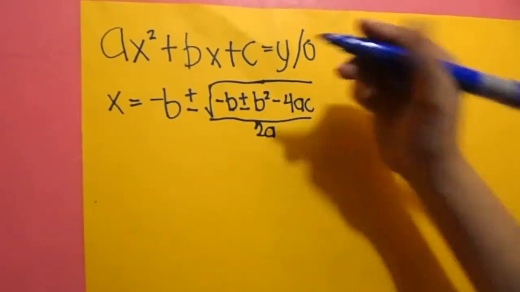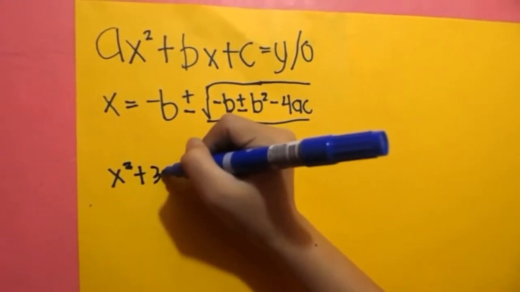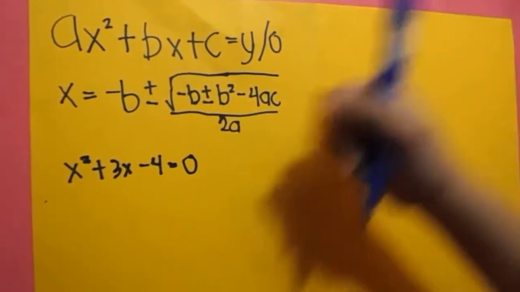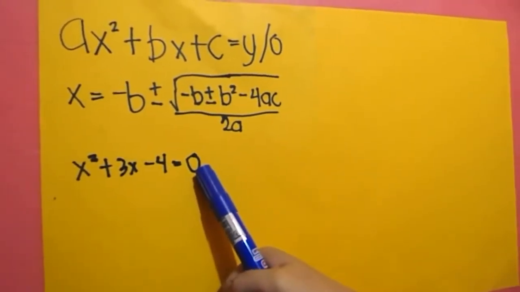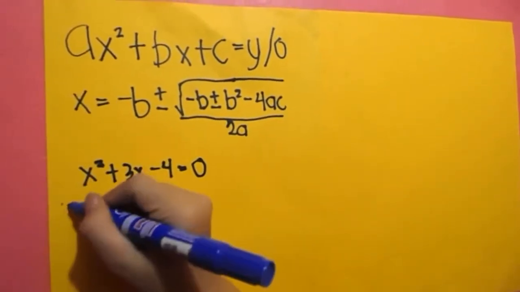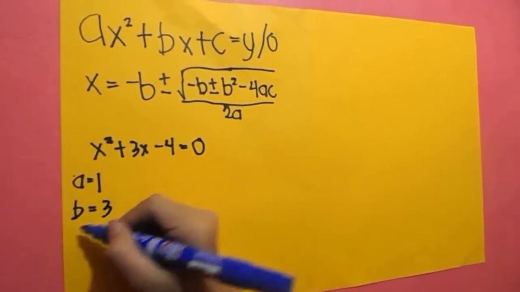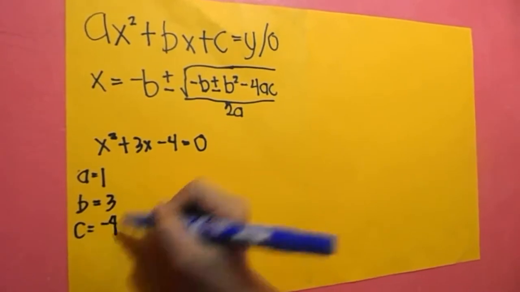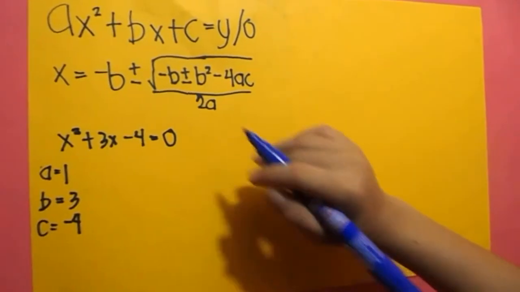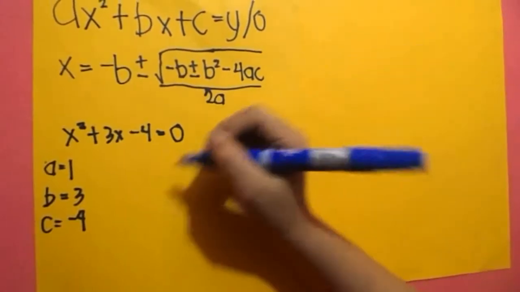So from here, I'm solving x squared plus 3x minus 4 equals 0. I find y equals 0. In my given example, a equals 1, b equals 3, and c equals negative 4. So all you want to do is plug these into this formula for solving x. I'm solving first for the plus.